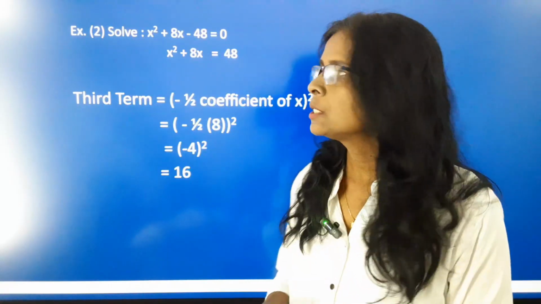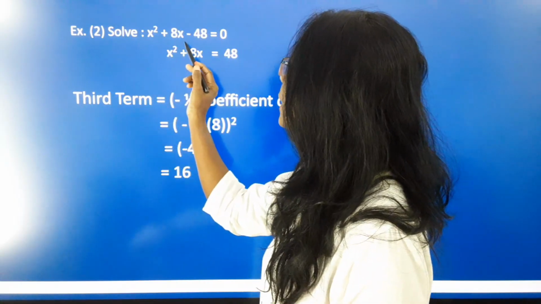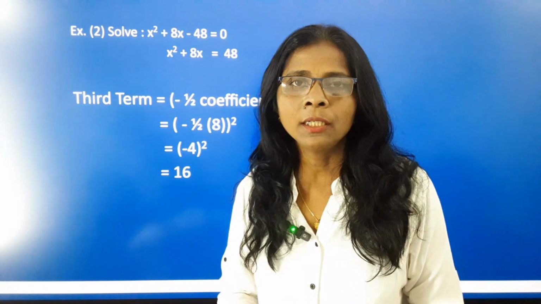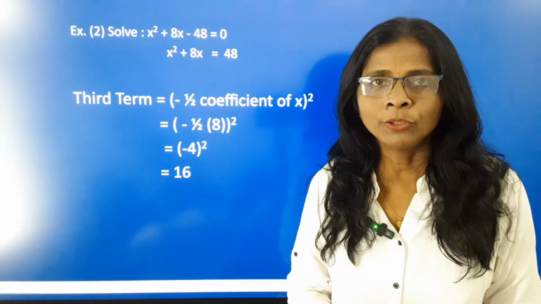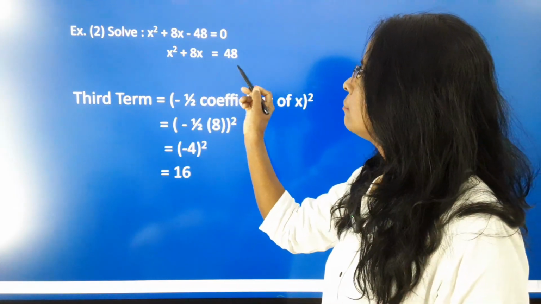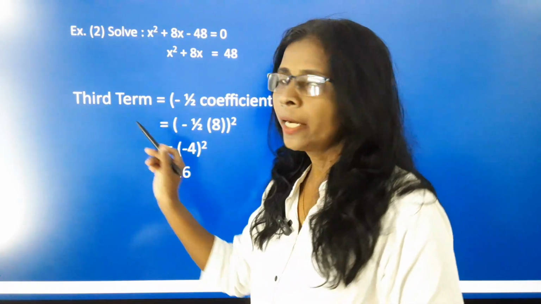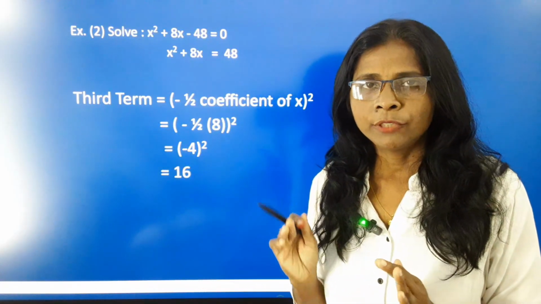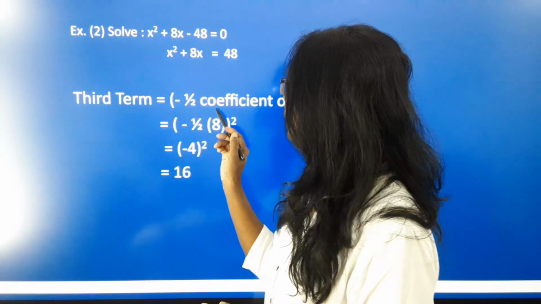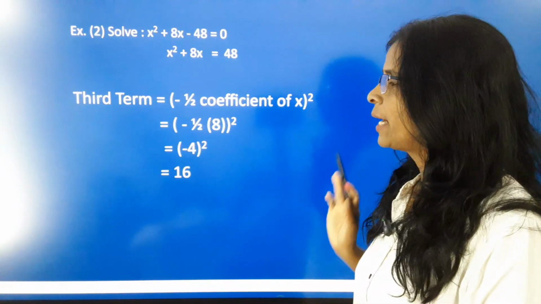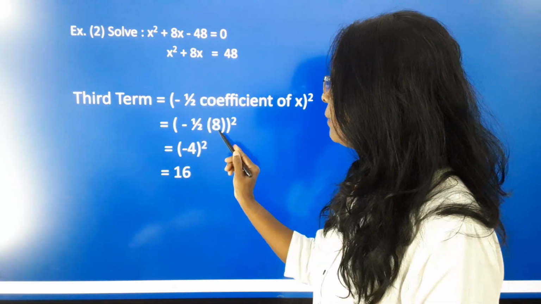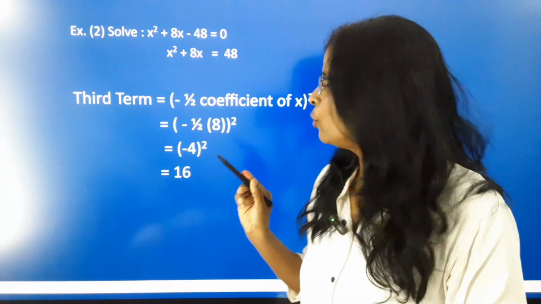Next example, students. Solve x square plus 8x minus 48 is equal to 0. Now here, as per our steps, x square plus 8x is equal to 48. So now, for the third term, firstly write down the formula for the third term, and that is equal to minus 1 upon 2 multiplied by the coefficient of x, whole bracket square. So here, minus 1 upon 2, the coefficient of x is positive 8, so we write here 8 and whole bracket square.